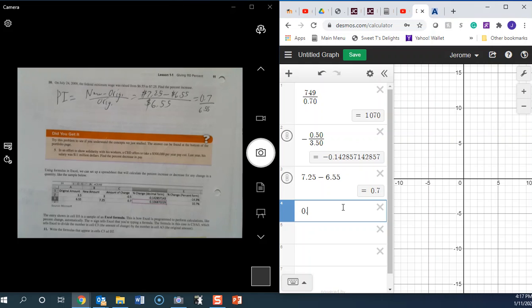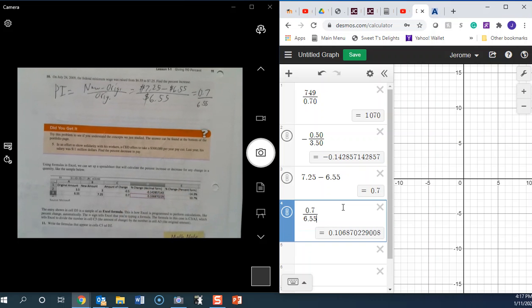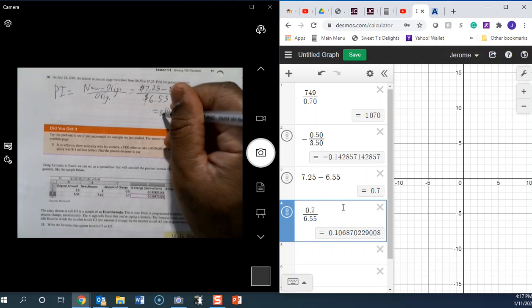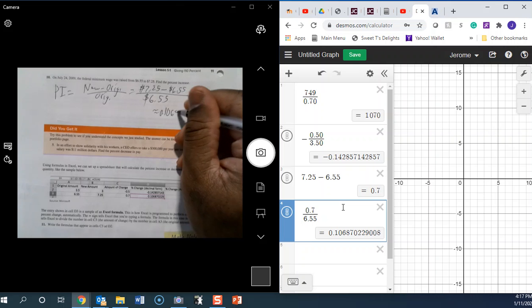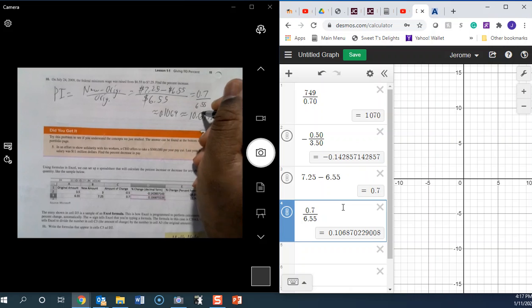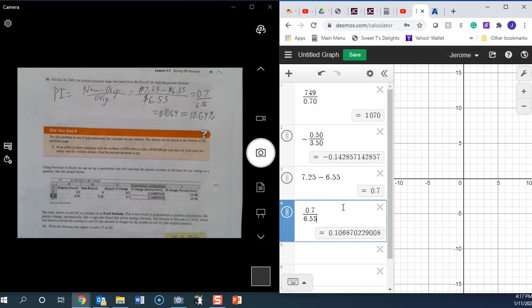So now we would do 0.7 divided by 6.55. So that would give us, if we round this to 4 decimal places, approximately 0.1069, which is approximately 10.69%. That was your percent increase. Now again, you set this up basically the same as you did percent decrease, except one would be negative, one would be positive.